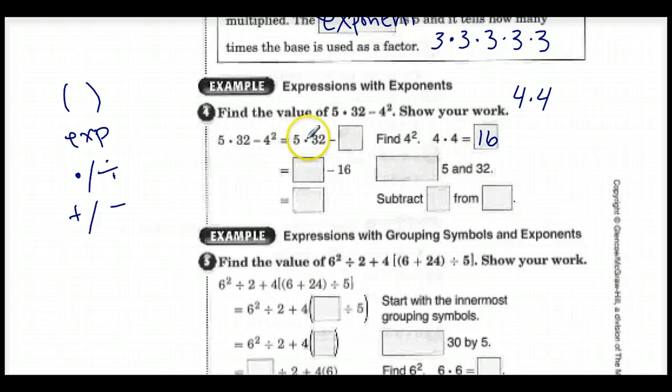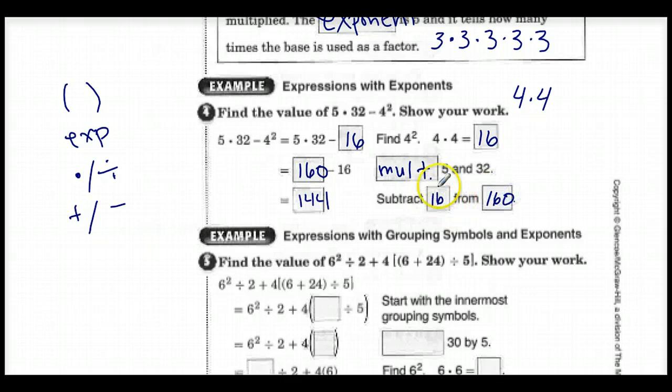So our first step, we have 5 times 3 squared minus that 16. Well, the next thing we need to do is find out what 5 times 3 squared is. Well, we know 5 times 30 is 150. So 5 times 32 must be 160 minus 16. Remember, we want to fill in what our step is. We multiplied 5 and 32. 160 minus 16, we get 144. We subtract 16 from 160.